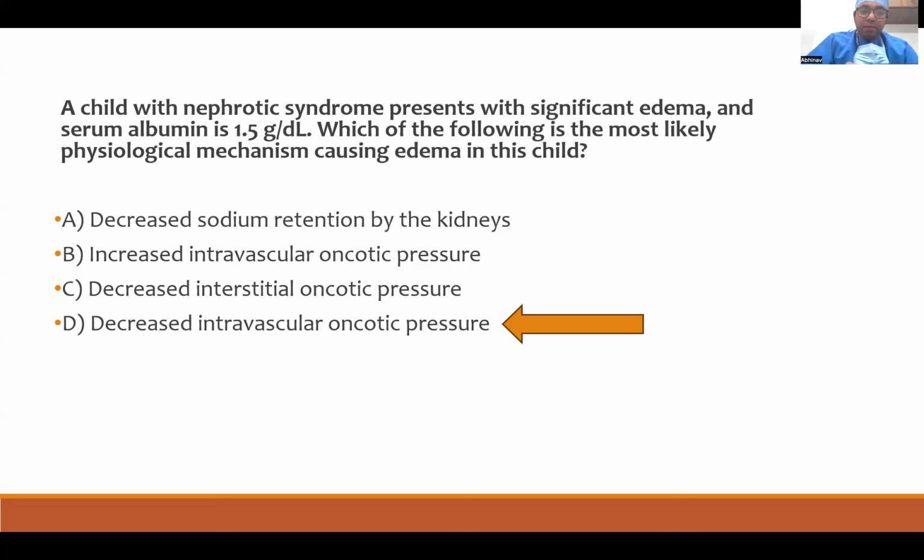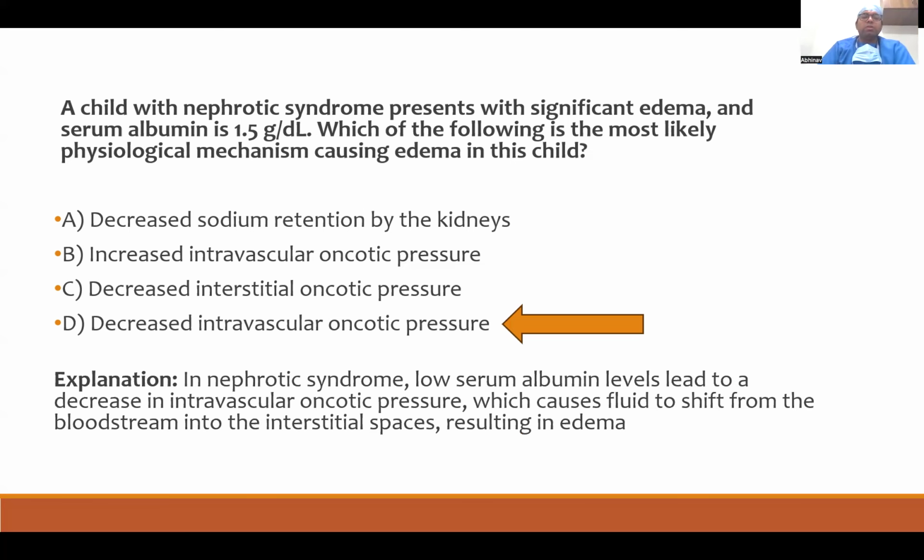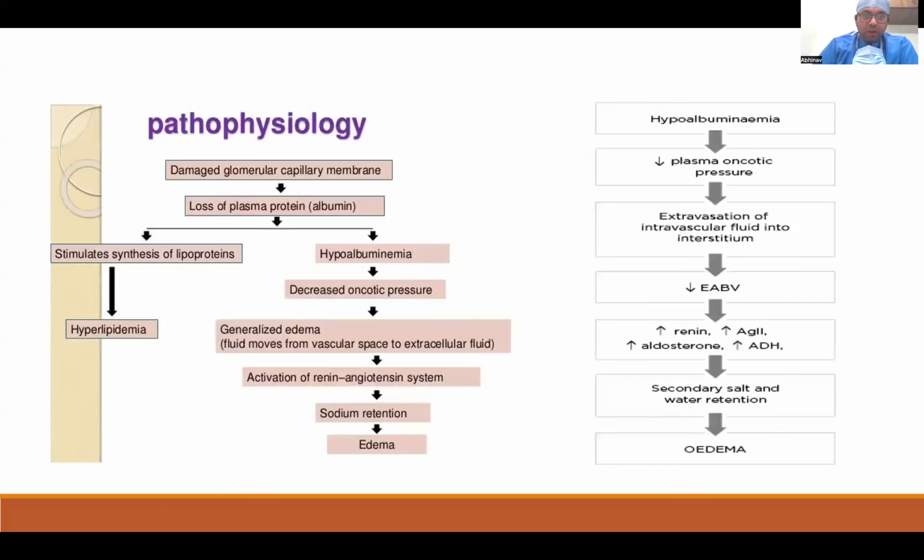Albumin is mainly responsible for creating intravascular oncotic pressure. Whenever the albumin levels come down, the oncotic pressure decreases, thereby causing fluid leakage. So this is the explanation. You can see here, this slide highlights the pathophysiology.